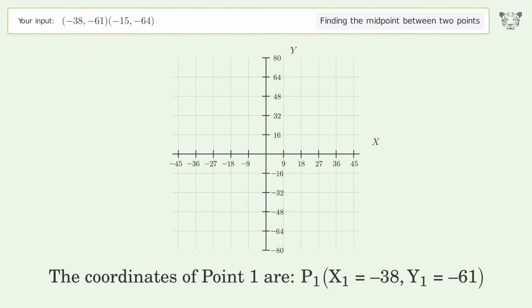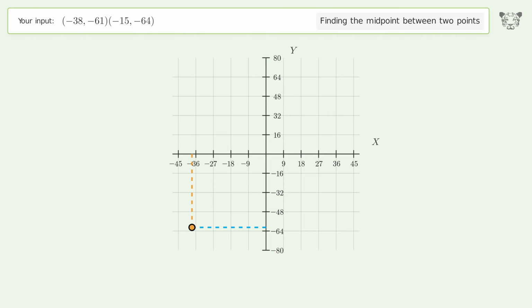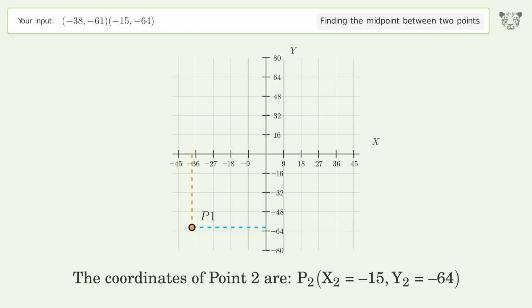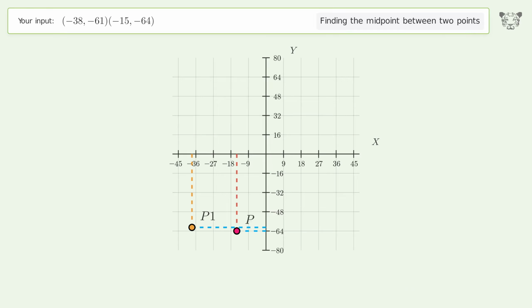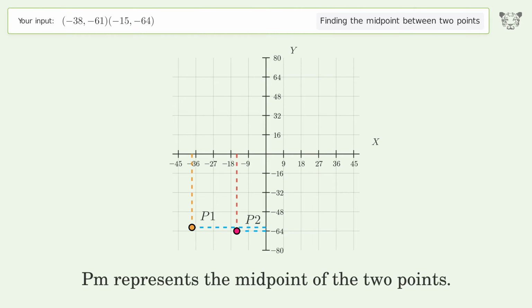The coordinates of point 1 are, x1 equals negative 38, y1 equals negative 61. The coordinates of point 2 are, x2 equals negative 15, y2 equals negative 64. PM represents the midpoint of the 2 points.